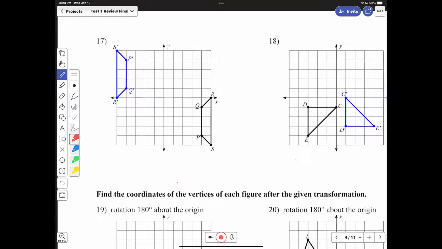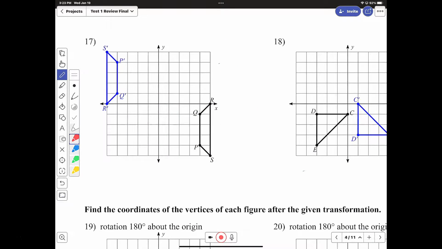So now we're going to go ahead and do number 17. I'm going to do it with you. So like I said, you want to look at Q. And remember that Q is going to be (4, -1). And you're going to compare it to Q prime, which is (-4, 1). And then you ask yourself, what happened to the x and the y value? Actually, the x and the y value stayed the same. The only difference is that the sign changed.